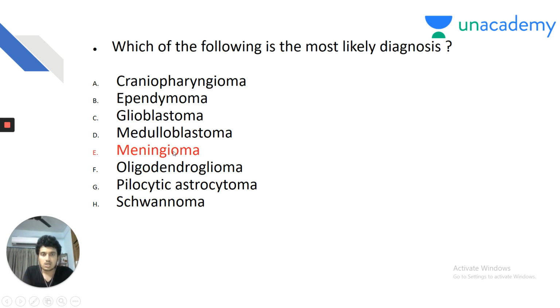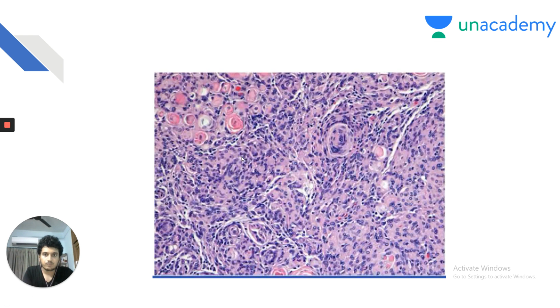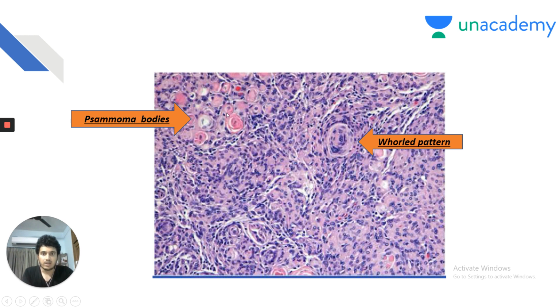But let's use this as an opportunity to discuss the neuropathological findings and the radiological findings of each of the tumors at one go. So this is the classical image showing whorled pattern and psammoma bodies in a patient of meningioma. You can classically appreciate the whorls here, my dear friend, and you can also appreciate the lamellar eosinophilic inclusions, which are the psammoma bodies.